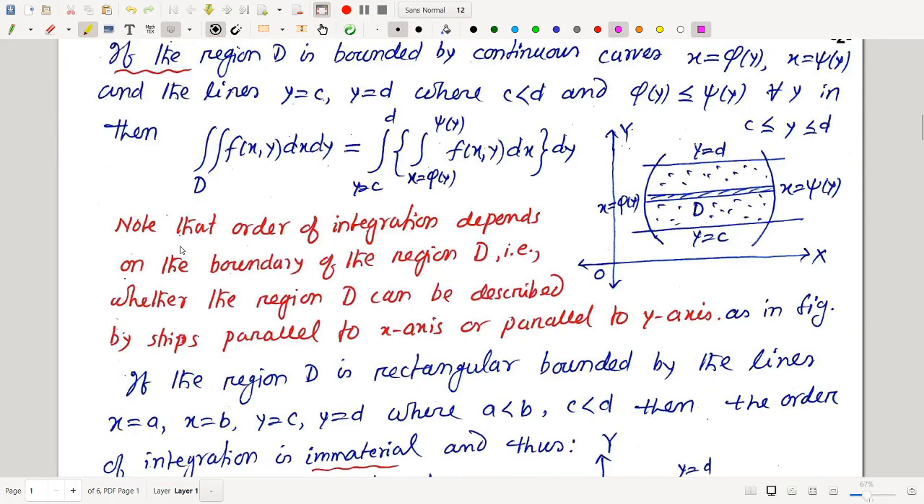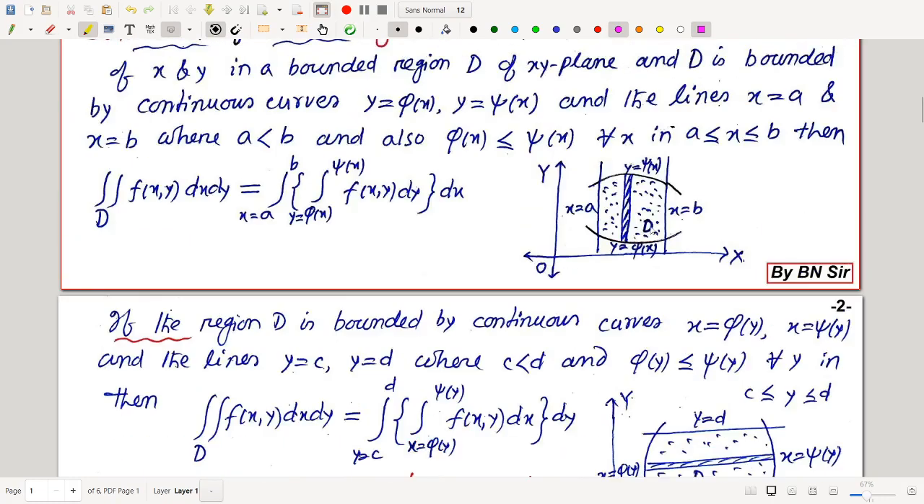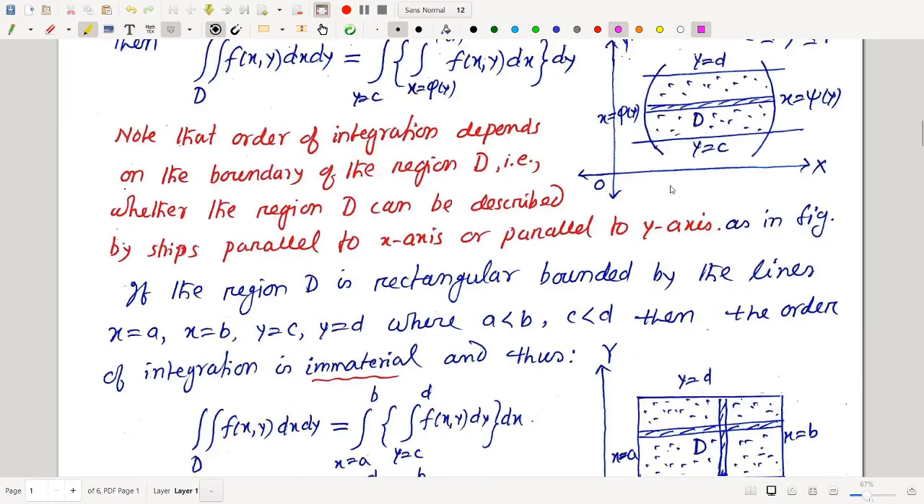Now we note that the order of integration, whether with respect to x first or y first, depends on the boundary of the region D, that is, whether the region D can be described by strips parallel to the x axis or parallel to the y axis, as in the figures. Here in the first figure, and here in the second figure.